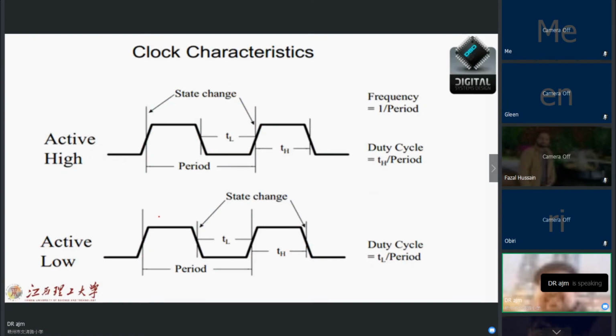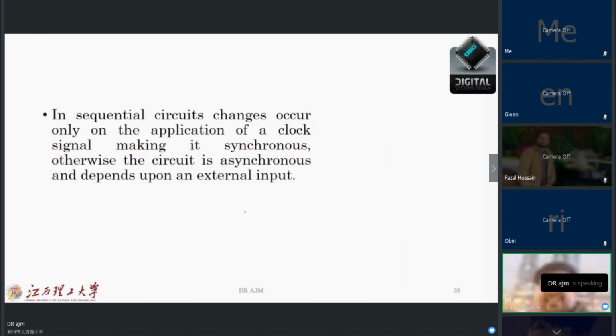Here I show you some types of clock which you will see here. We can have the state change from low to high, which happens here. The period of time between changes, which we call TL and TH, as you see. Or we can have an active low one, where we put the observation from when we go for the low situation or change. In sequential circuits, any change occurs only on the application of the clock signal, making it synchronous. Otherwise, the circuit is asynchronous and depends upon the external inputs.